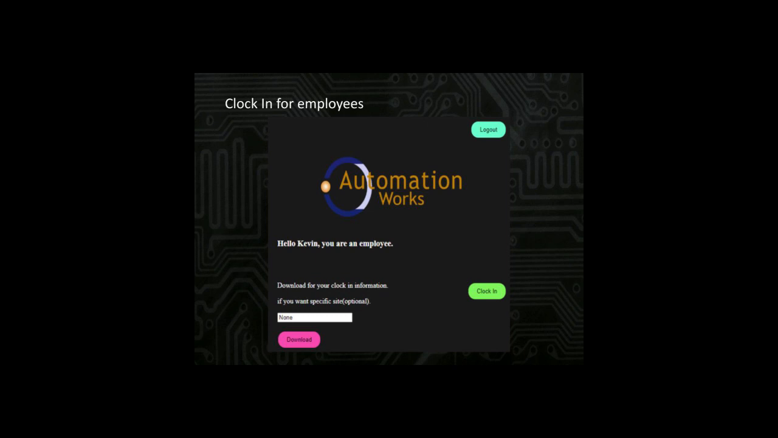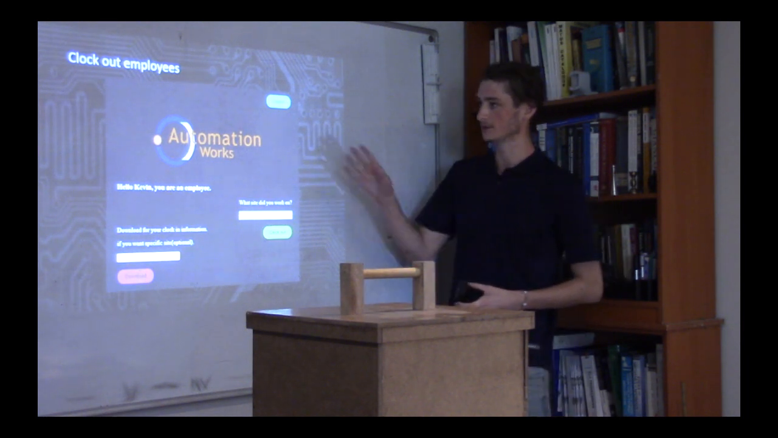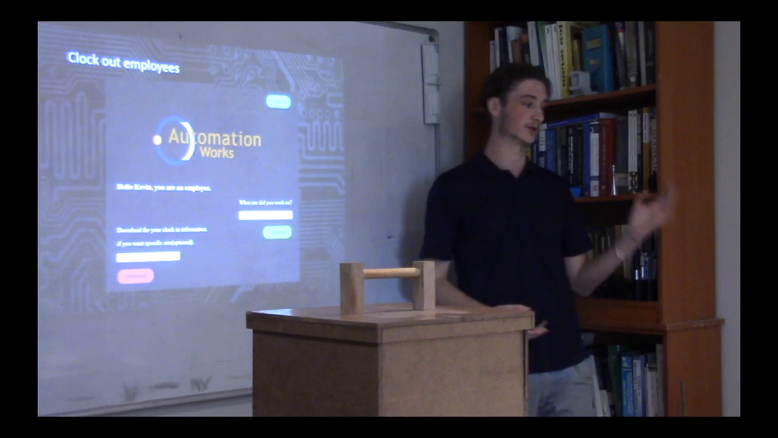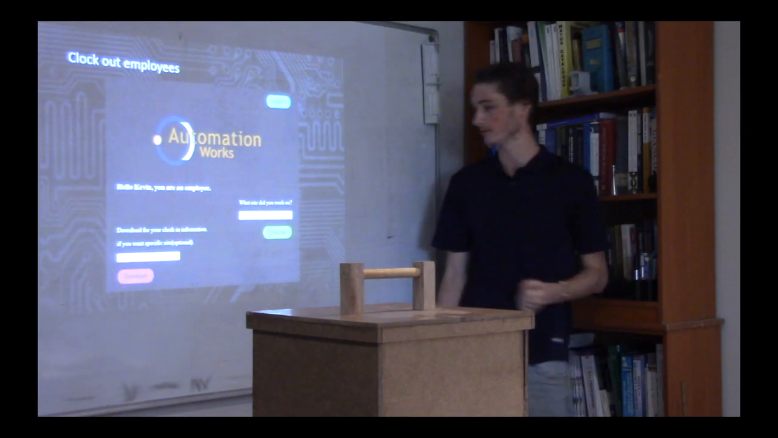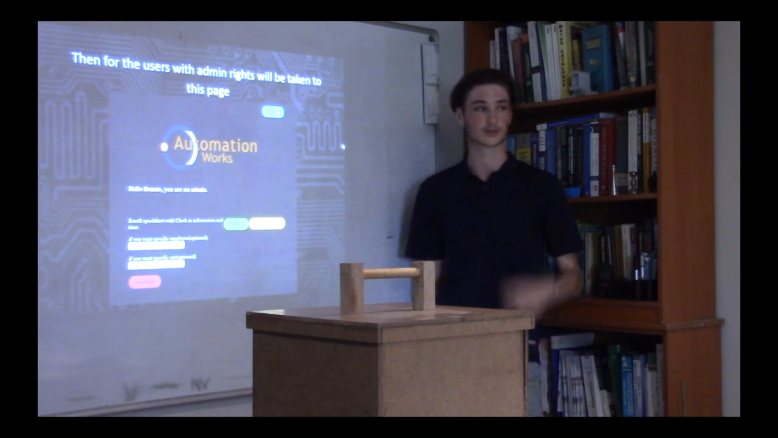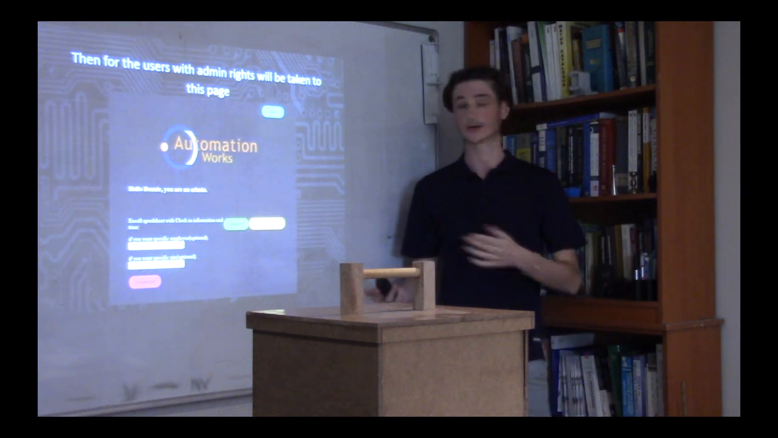If you want to start working, all you do is press the clock in button. It'll take you to a page that is mostly the same. You still have the download button and the logout up top. The only thing that's added is this: if you want to clock out at the end of the day, you have to fill in at what site you worked, whether it was at the office, Wellington, or wherever. You type it in and press check out, which will take you back to the clock in page, and then you can log out or still download.